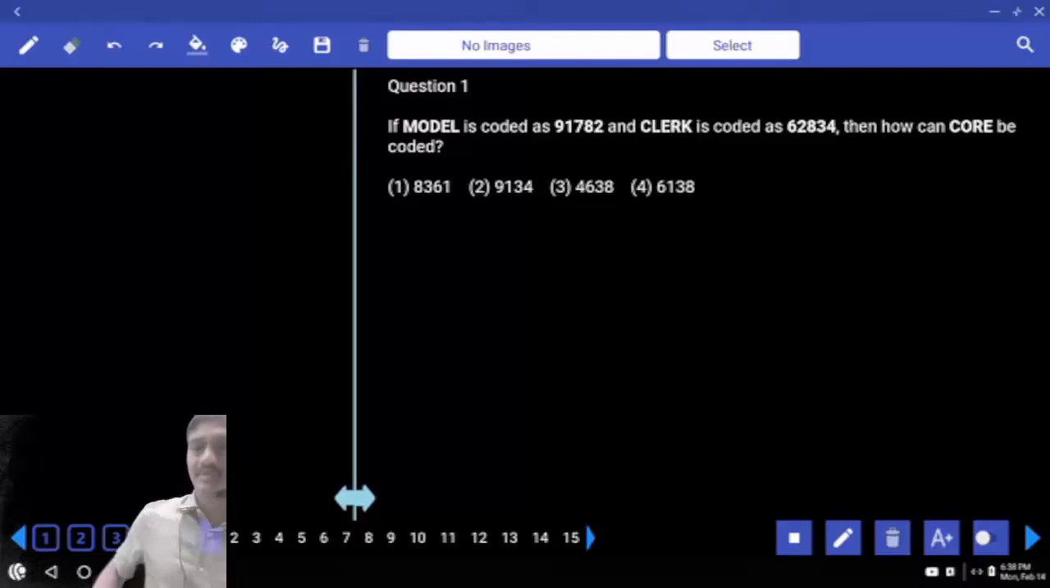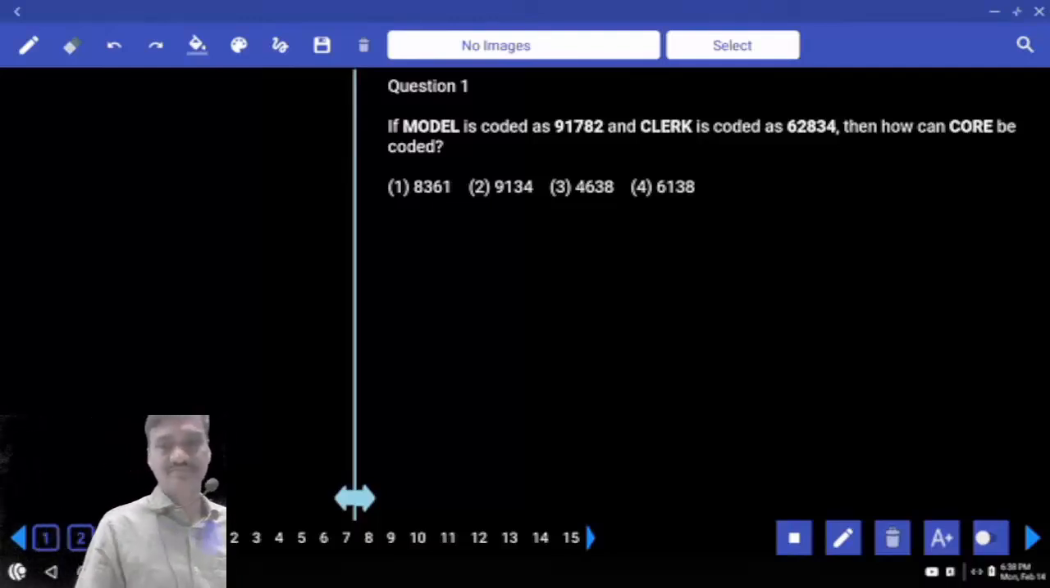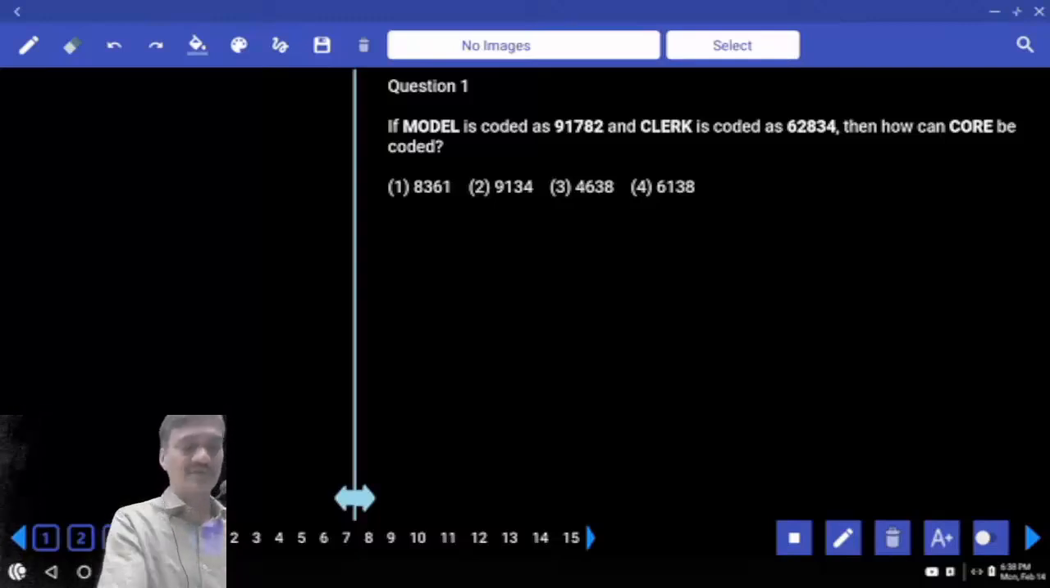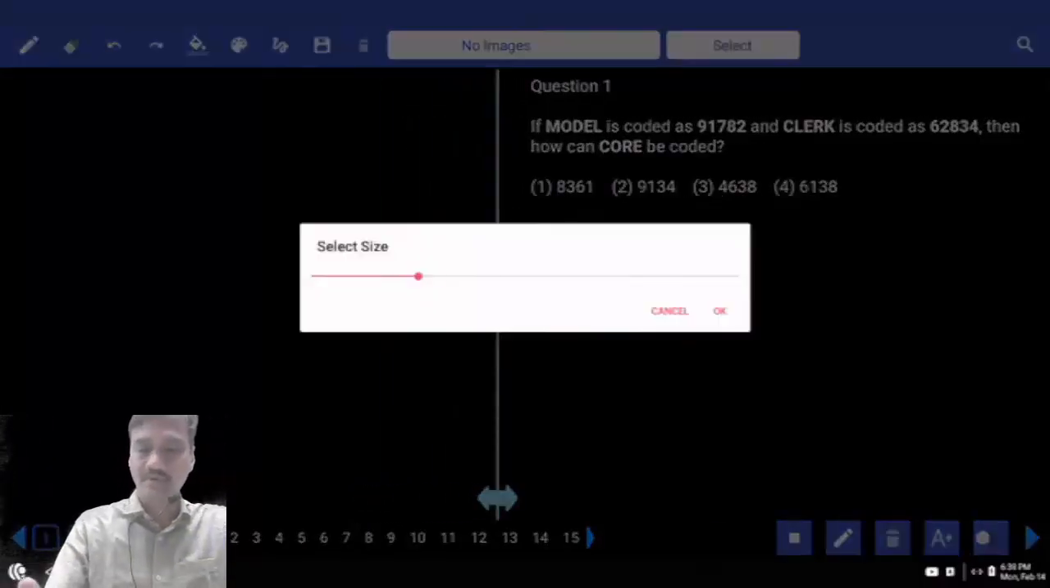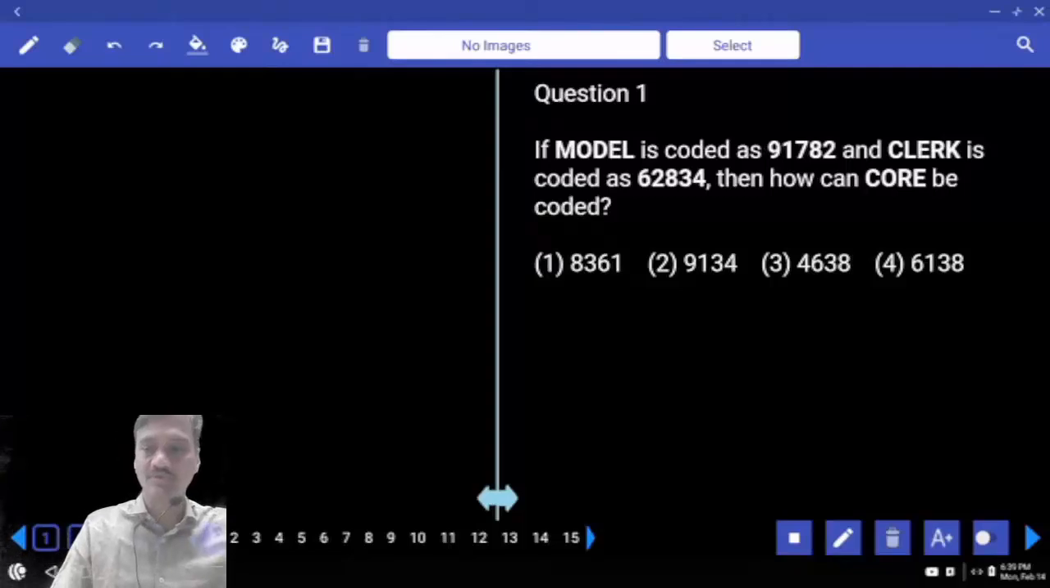Question number 1. Model is coded as 917382 and in the same way clerk is coded as 62834. Then how is the word core coded in this one? Now we need to find out the code for the word core.